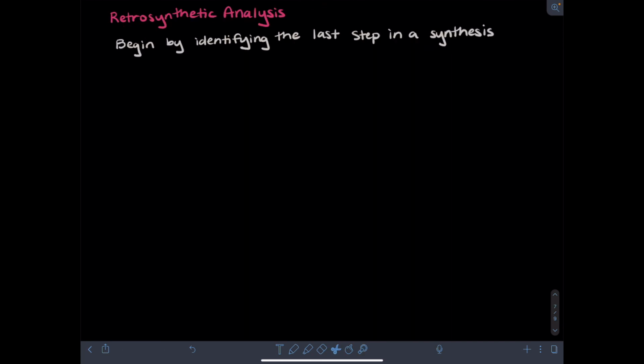As synthesis problems become more complex, a useful tool for approaching them is known as retrosynthetic analysis. This is essentially thinking backwards through your synthesis rather than forwards. Often it will be very useful to begin by identifying the last step in the synthesis. An example where I think this is helpful is starting out with an alkyl halide and having this product, which is a ketone.